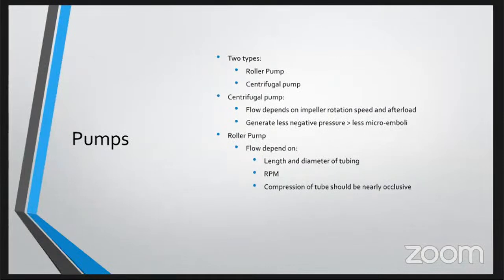Moving to the pumps, we have two main types, the roller pump and the centrifugal pump. For the centrifugal pump, its flow is dependent on the impeller rotation speed, and it also depends on the afterload. It generates less negative pressure, so less microemboli risk. For the roller pump, the flow depends on the length and diameter of the tubing and the revolutions per minute generated by the roller pump. The compression of the tube should be nearly occlusive.